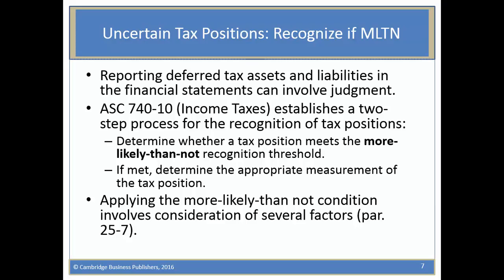Now let's look at uncertain tax positions. Reporting deferred tax assets and liabilities in the financial statements can involve judgment. ASC 740-10 Income Taxes establishes a 2-step process for the recognition of tax positions. Determine whether a tax position meets the more likely than not recognition threshold. Then, if met, determine the appropriate measurement of the tax position. Applying the more likely than not condition involves consideration of several factors, and see paragraph 25-7.